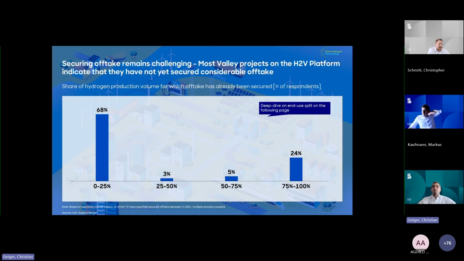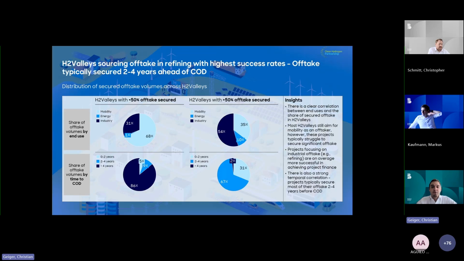Now, looking at what really makes the difference here, we have sampled them in two groups. On the left-hand side, you can see the statistics for the valleys with less than 50% secured offtake. And on the right-hand side, you can see the statistics for the valleys with more than 50% offtake secured.